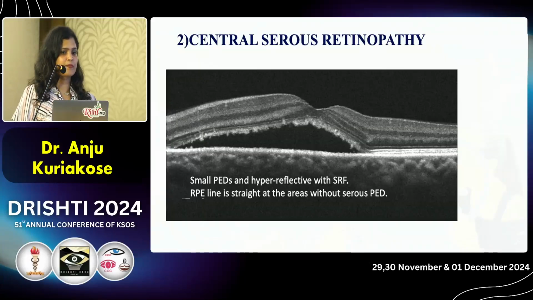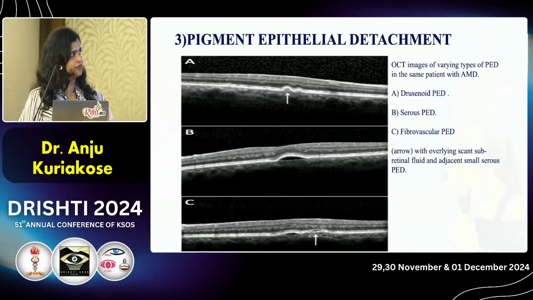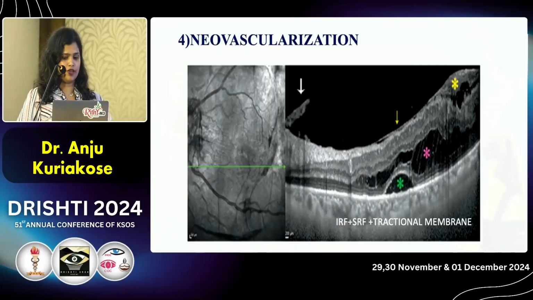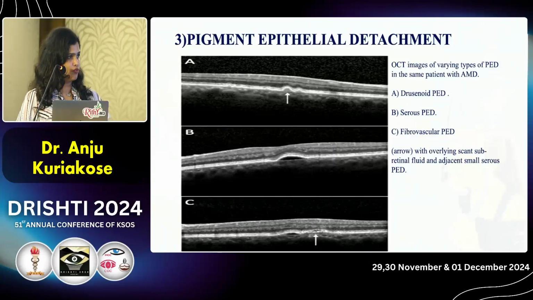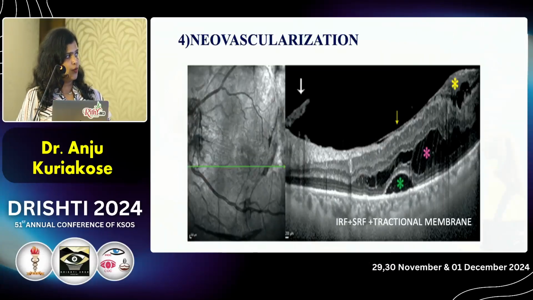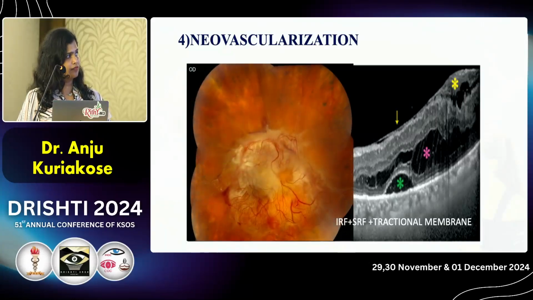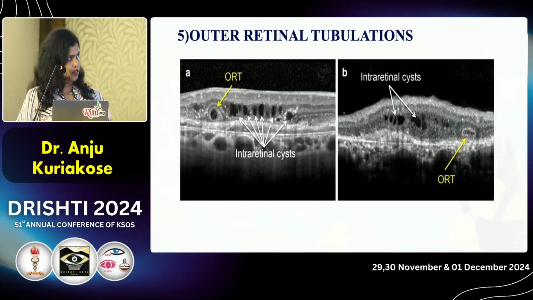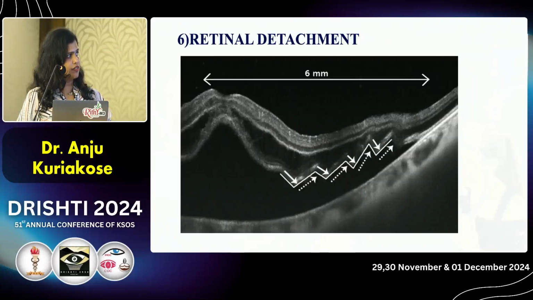global geographic atrophy, CSR, PEDs with drusen, serous PED and fibrovascular PED. In fibrovascular PED, we will have to go with an OCTA. Neovascularization showing intraretinal fluid, subretinal fluid and tractional membrane. The outer retinal tubulations, retinal detachment.